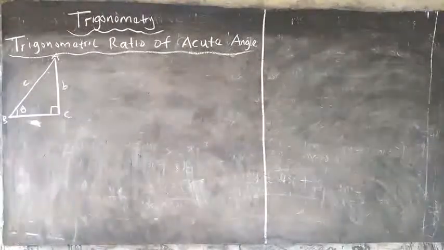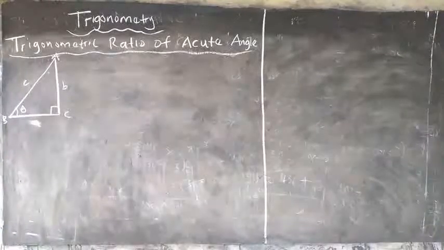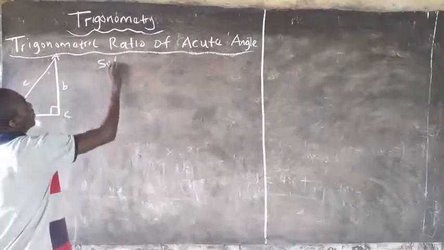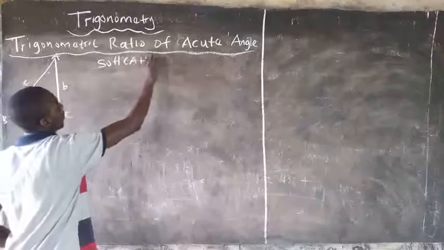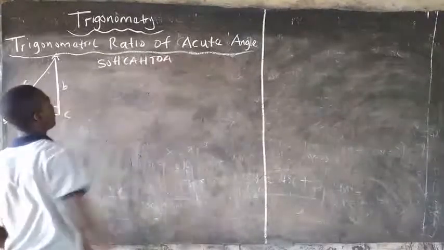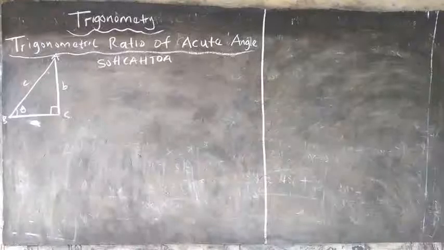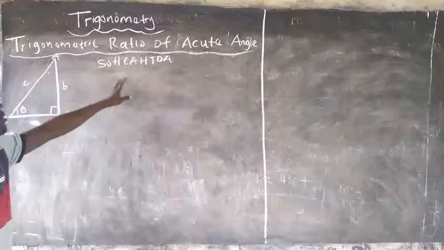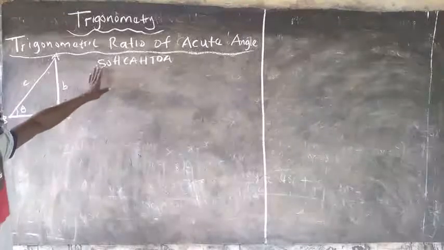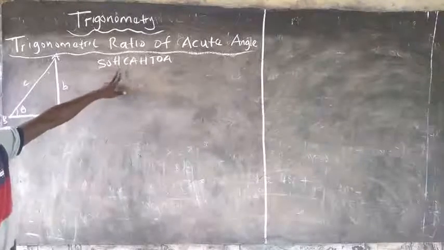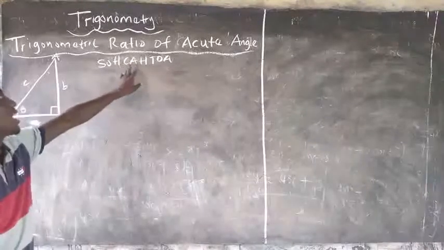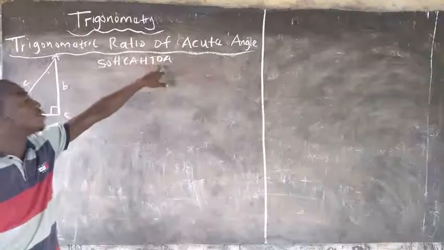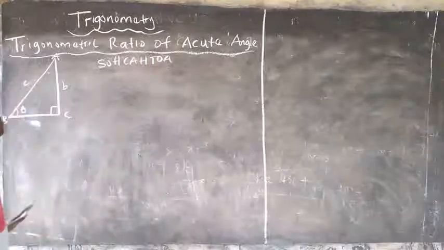So here we'll still be looking at our what? SOHCAHTOA. So here I'll be considering sine theta. SOHCAHTOA simply means this S here means sine, which means opposite over hypotenuse. This one means cos, which means adjacent over hypotenuse. This T means tan, which means opposite over adjacent. So that is the meaning of that.